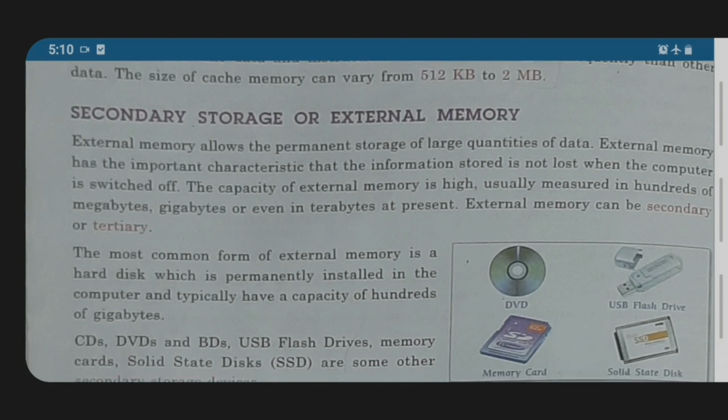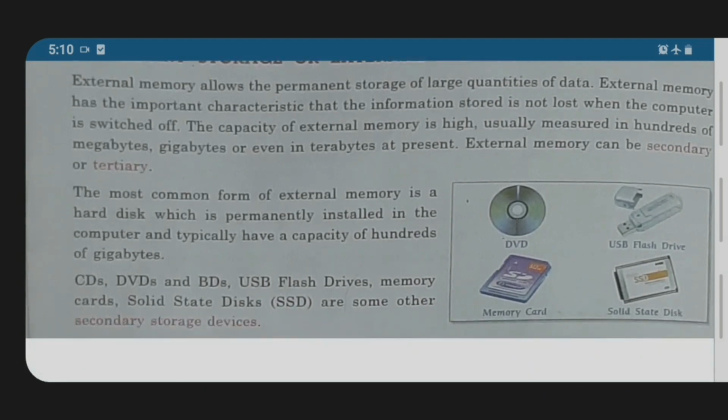The most common form of external memory is a hard disk, which is permanently stored in the computer and typically has a capacity of hundreds of gigabytes. CDs, DVDs, USB flash drives, memory cards and solid state disks are some other secondary storage devices.